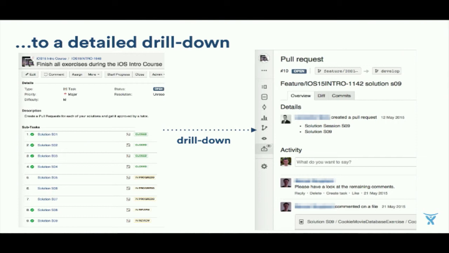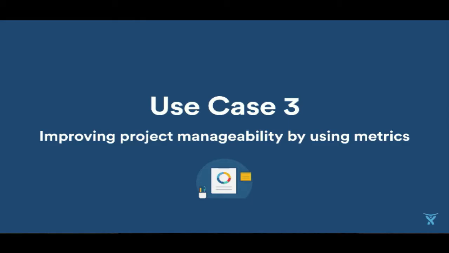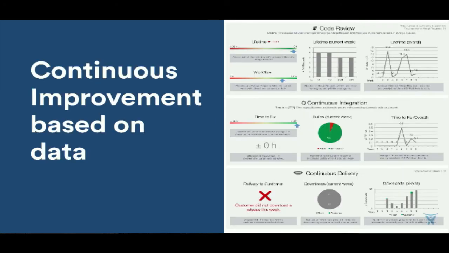Okay, talking about high-level overview, drilling down to certain teams, which brings me to my third use case. It's about using metrics to increase the manageability of this project course. We did the following. So we have the 11 teams, and we introduce workflow to these teams. We teach them how to do code reviews. We teach them how to apply continuous delivery, continuous integration, and so on. And we want to get an overview of how the workflows are adopted in the teams.